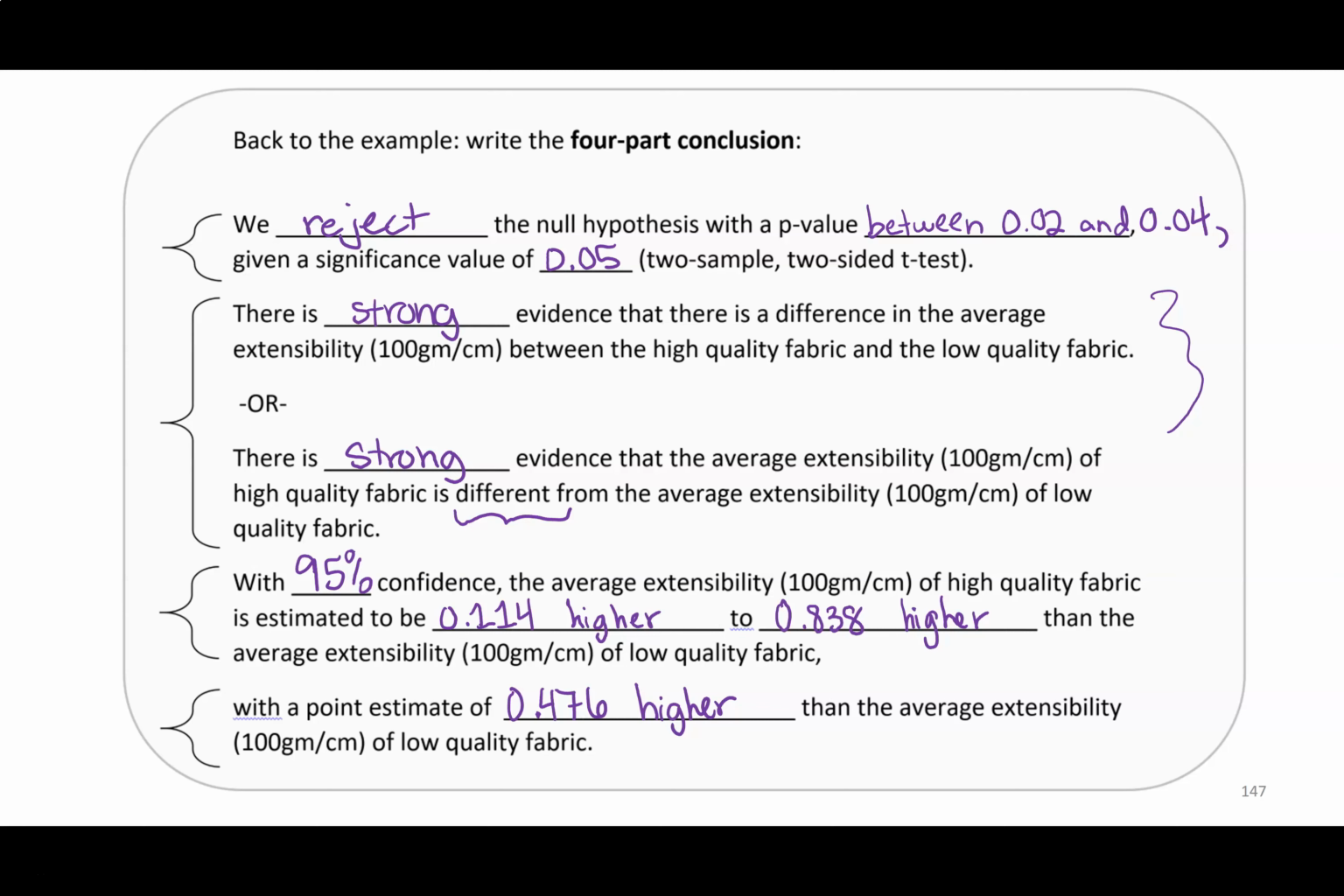So this would be my 4-part conclusion. The first part is saying whether we reject and why. So basically, what was our significance level and what was our p-value. The second is saying we have this level of strength of evidence for, and then you actually have to translate the alternative hypothesis into words and context. Then there's the confidence interval, and the very last bit here is the point estimate. So tell us what you actually saw in the sample, or the samples. So we saw a difference in the sample means of 0.476 higher in the high quality fabric than the low quality fabric.